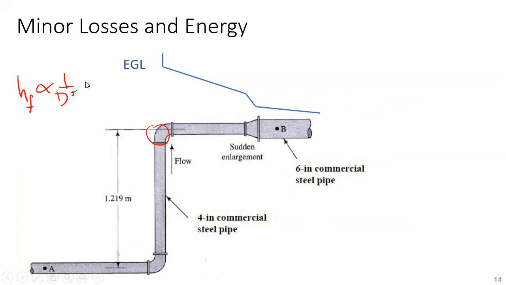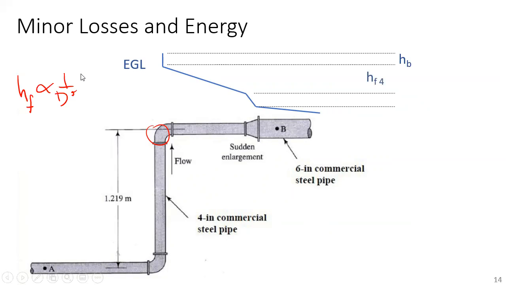And so if we looked at the components here, the drop in the bend is HB. And then between the bend and the enlargement or the expansion, we have friction losses, HF. And I subscripted that 4 because it's the friction loss in the 4-inch pipe. And then we have the energy loss, the minor loss of the expansion, the sudden enlargement. And then we would have friction losses in the 6-inch diameter pipe.